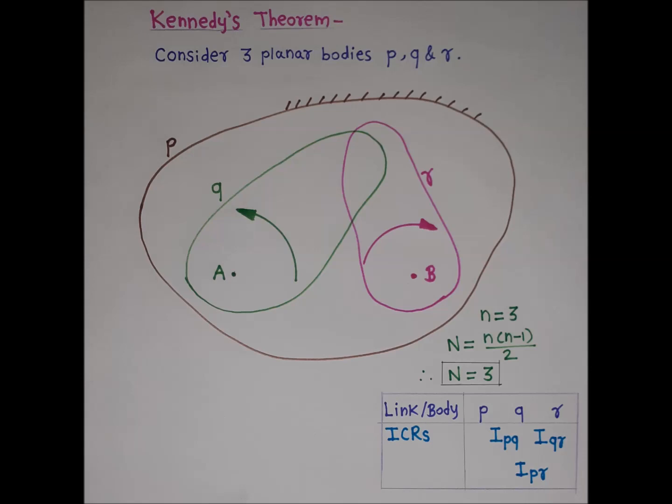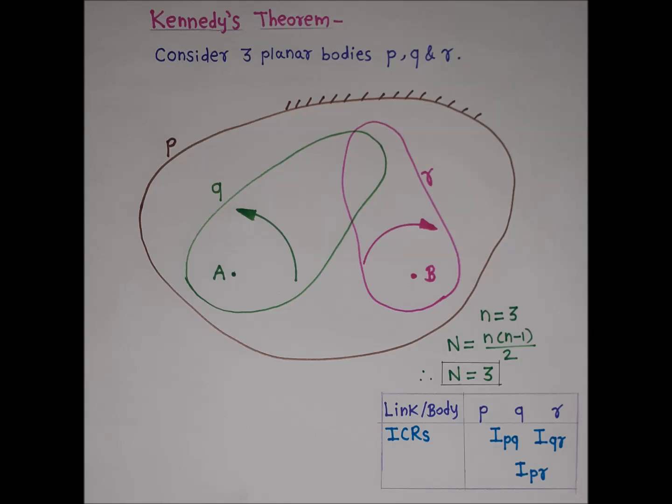For links or body, we can write P, Q and R. In next row, we can write ICRs as IPQ. Next one will be IQR. While in last row, we can write ICR IPR. Now we will locate or mark these 3 ICRs.